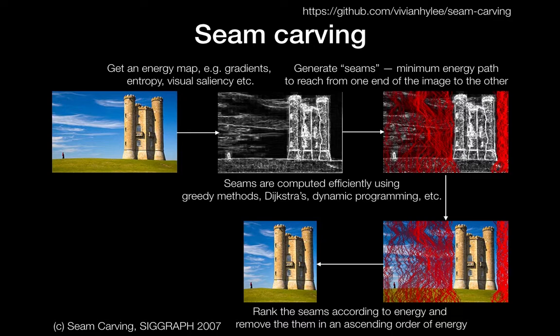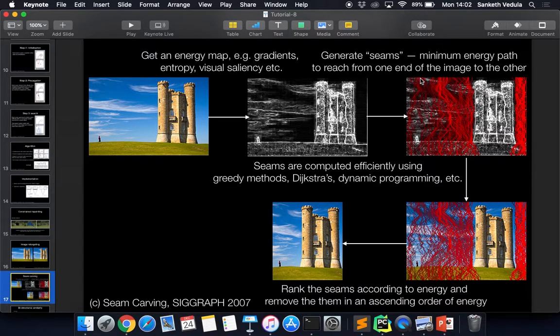The energy map can be a gradient, or it can be the entropy values, or how close the values are. For example, let's say the energy map is the gradient. You take an image, you calculate the gradient, and then you want to calculate the following thing called seams. A seam is basically the minimum energy path you want to take in order to reach from one border of the image to the other border of the image.